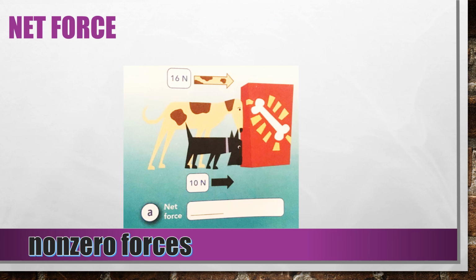In our book, we have examples of dogs pushing on a box of dog food or dog treats. We can see that the arrows are indicating to us that the dogs are pushing. It's indicating to us the amount of force, labeled in newtons, that the dogs are using. We have 16 newtons for the spotted dog, and we have 10 newtons for the little black dog. They're both pushing in the same direction because the arrows are pointing in the same direction. Notice the size of their arrows. The bigger the arrow, the more force. The smaller the arrow, the smaller the amount of force.